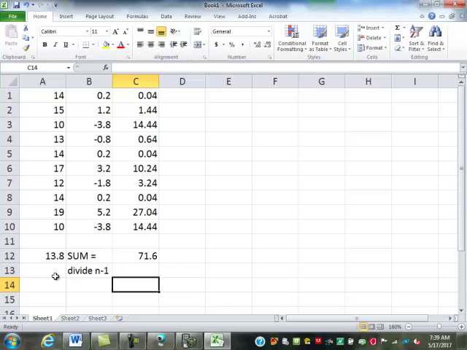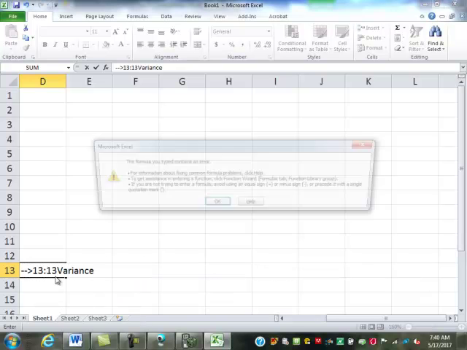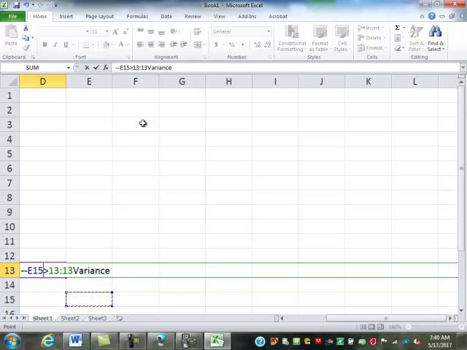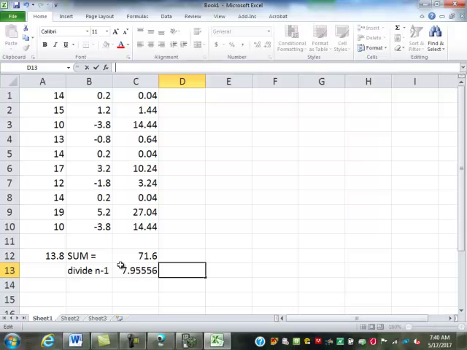Yeah, divide by n minus 1. So that's going to equal that number. N is 10, so n minus 1 will be 9. So divide by 9. That would be the variance, by the way. Oh, what's going on there? Nope, it's C12, that cell divided by 9. It's just saying that number divided by 9.